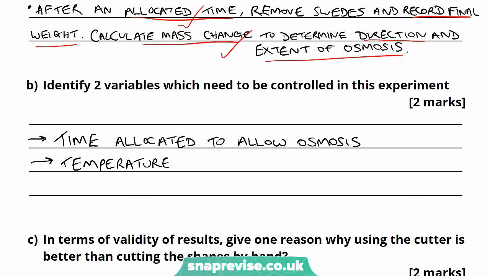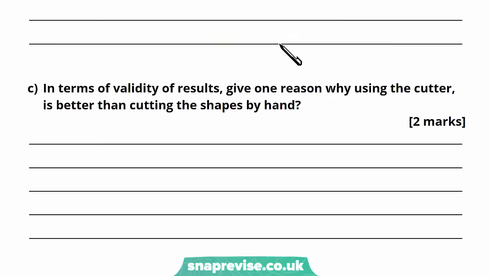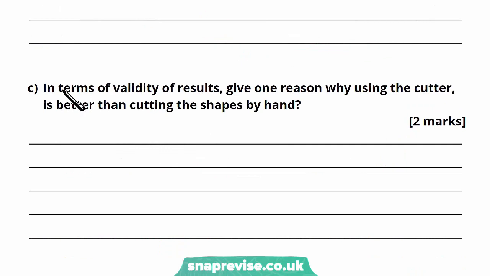So the 2 variables I've chosen to mention here are the time allocated to each one, because if you give one more time than the other, it may allow more osmosis and more change in the mass, and the temperature as well. So the temperature, as we've said, can affect diffusion, osmosis, active transport, all of the pathways, so they have to be kept the same for every single test tube. So that's 2 variables you could talk about there. Part C then says, in terms of validity of results, give 1 reason why using the cutter is better than cutting the shapes by hand.